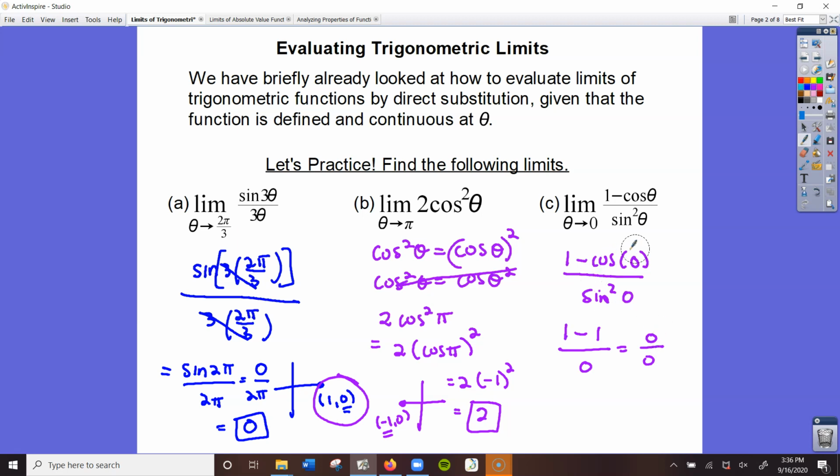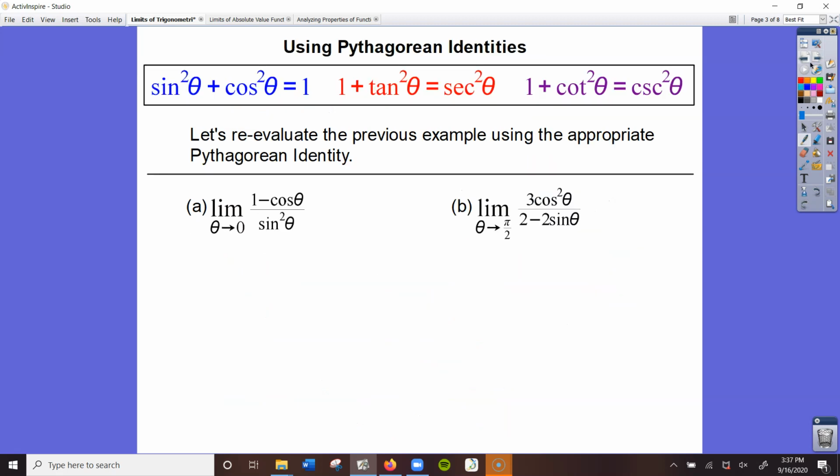But in fact, for this particular limit, it does have a value. So we're going to try to figure out how to get that value, and how we do that is we're going to apply an identity. The Pythagorean identities are used pretty frequently, and you will have to remember them. The one that is probably used the most is sine squared theta plus cosine squared theta is equal to 1. But we also have 1 plus tangent squared is equal to secant squared, and 1 plus cotangent squared is equal to cosecant squared.